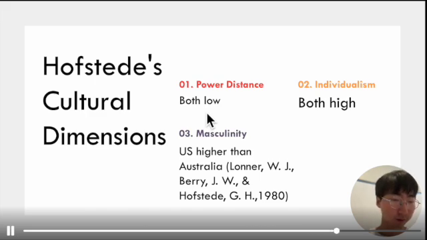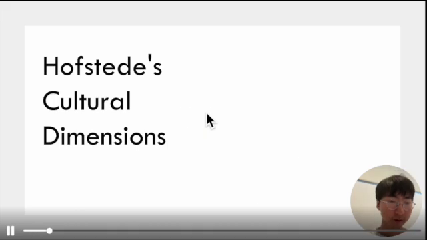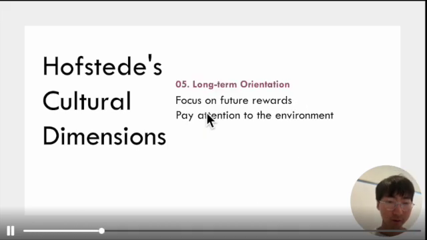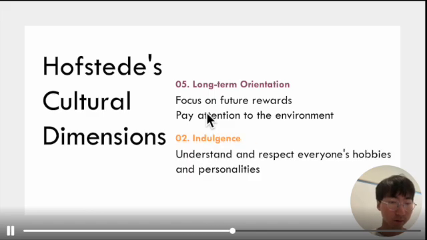And the fourth part is uncertainty avoidance. It evaluates how societies handle ambiguity and risk. And here, they are moderate for both. The fifth part is long-term or short-term orientation. It focuses on future rewards or short-term benefits, and here they both focus on future rewards and pay attention to the environment.